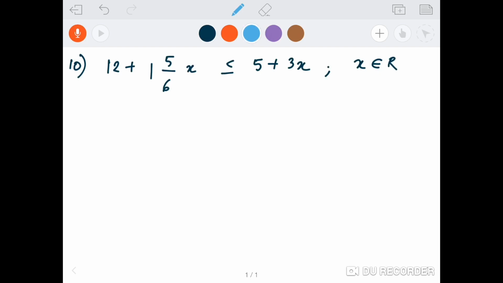It is 12 plus 1 5 by x, less than or equal to 5 plus 3x. And they've told us that x belongs to real numbers. So I'm just going to simplify this out a little for you and then ask you to finish it off. Very easy. You can pause the video and finish it off immediately.